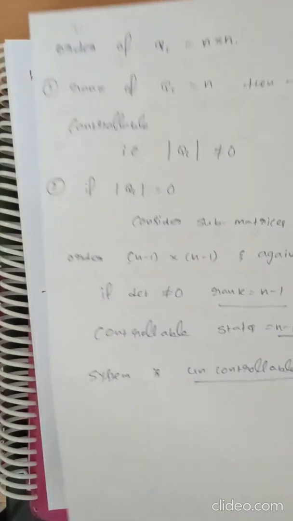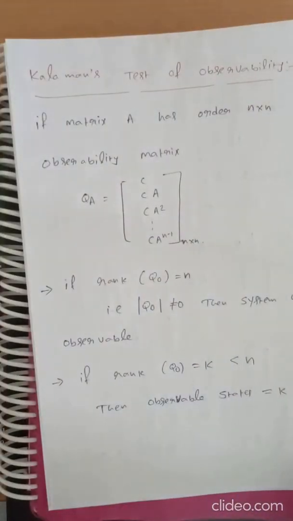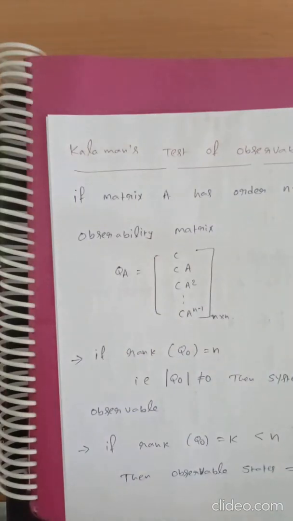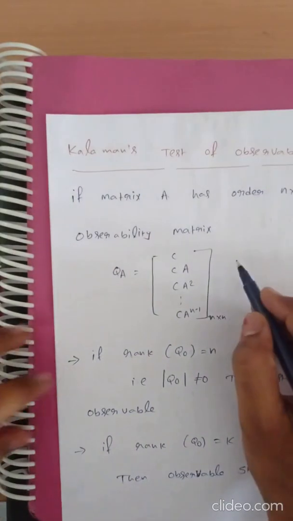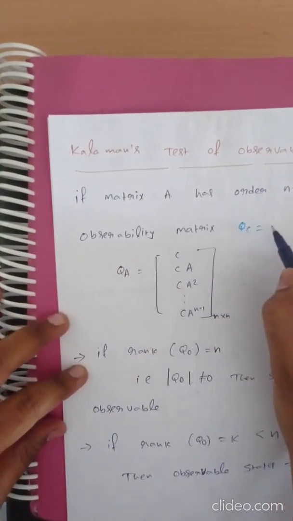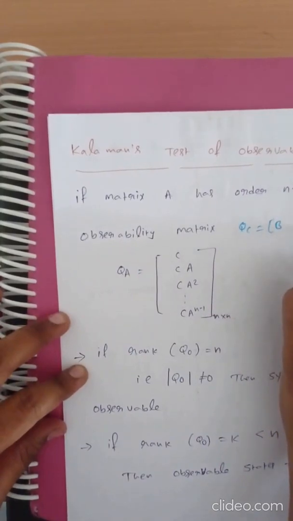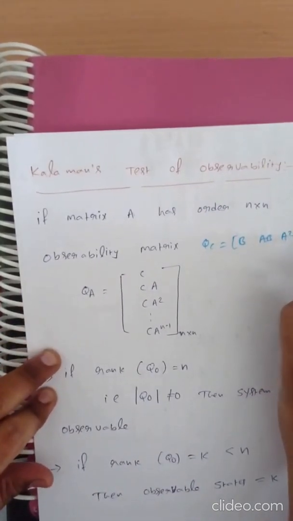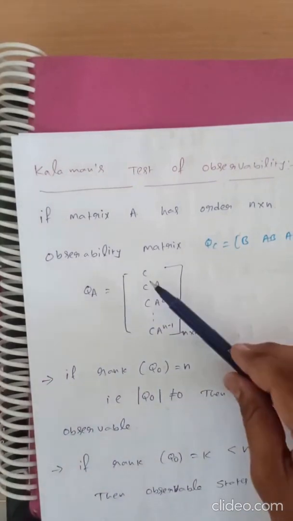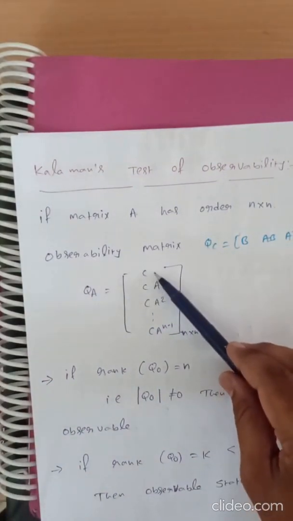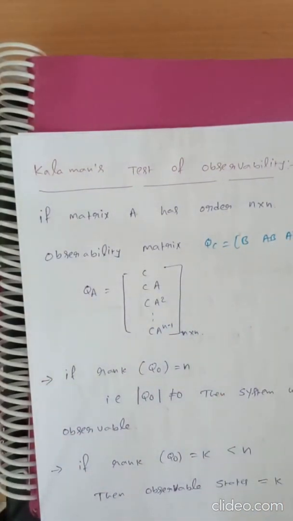If the det equals 0, the system is uncontrollable simply. In the same way, Kalman's test for observability. Previously, in the Kalman test for controllability, QC contained B, AB, A square B. For the observability matrix, we take C, CA. Why? Because in observability we are observing the output. That's why we are taking C into account.